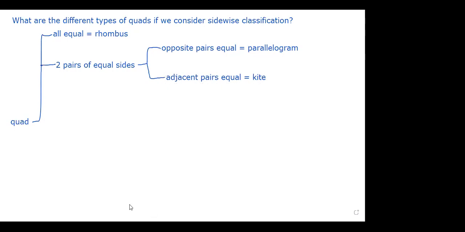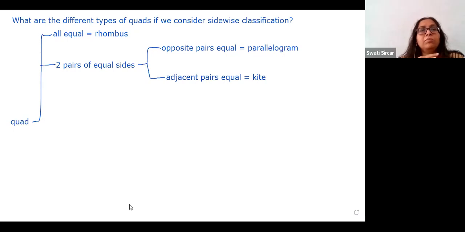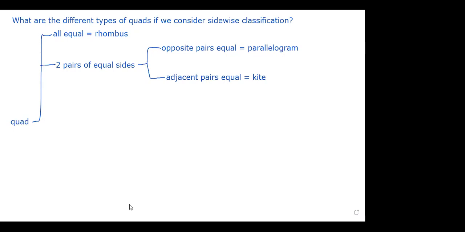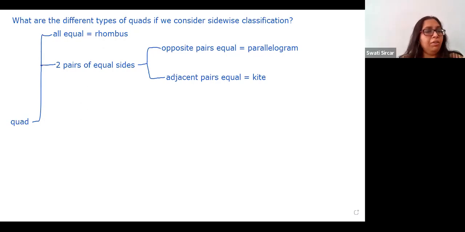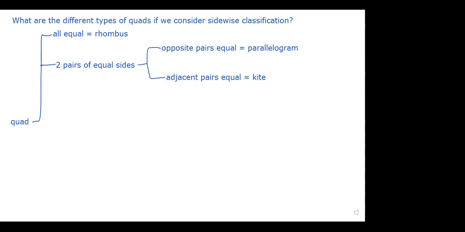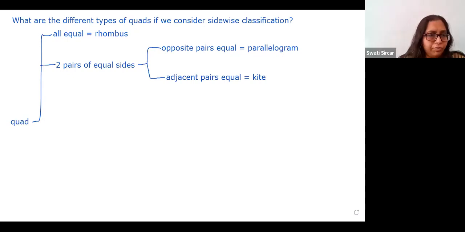Okay, now what else is possible? Ma'am, all sides unequal. Yes, that is very possible, that you have four different sides, which is the case that I showed you. So all four are different.